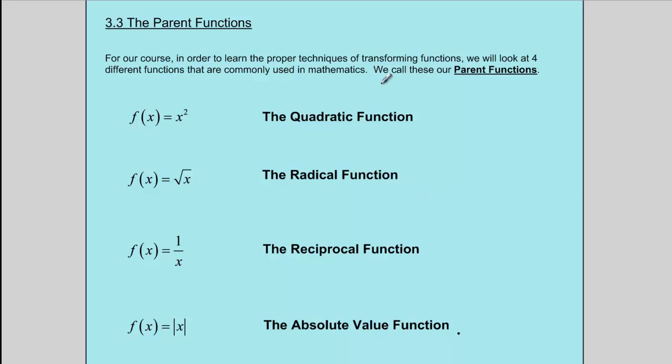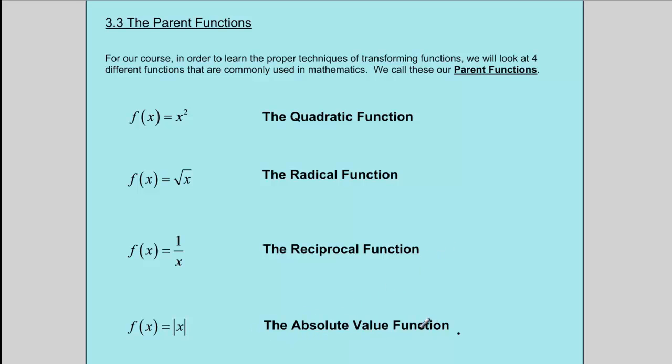We have the quadratic function, which we've seen before previously in grade 10 and already this year. And here are 3 new functions that we're going to see. The first one's called the radical function. It just looks like a square root of x. The next one's called the reciprocal function, or 1 over x. We remember reciprocals back when we were talking about exponent rules.